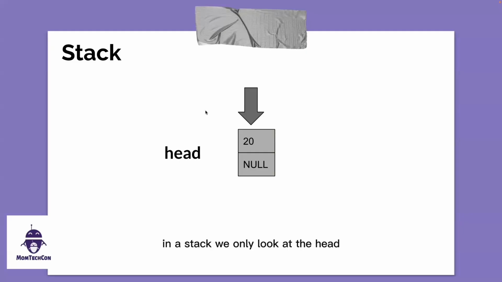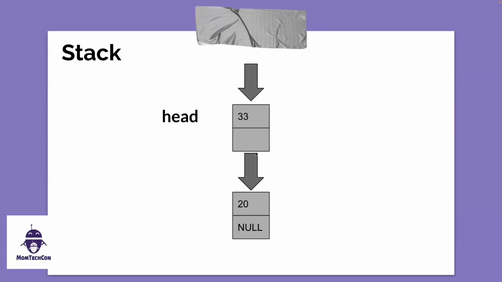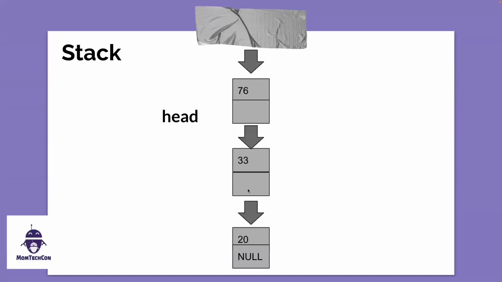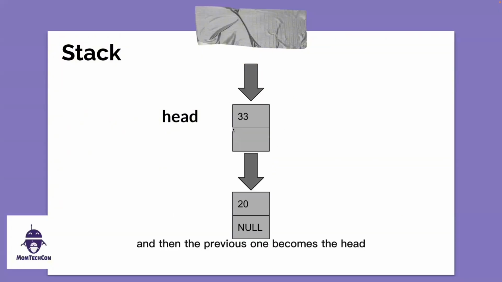In a stack, we only look at the head, which is the top element. When we add a new element, the new element becomes the head. And the last one gets deeper in the stack. But when we remove an element, it's the last one that was added that we remove. And then the previous one becomes the head.